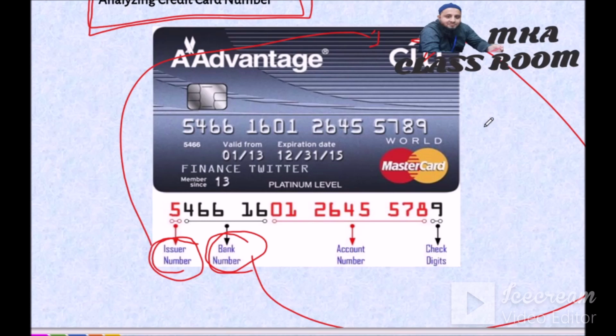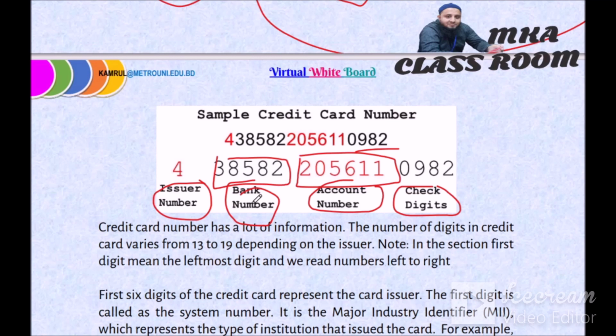In the same way, there are other examples. There is the issuer number and bank number. This is the account number and check digit. This is your account number, bank number. These numbers also show the bank's branch number and account number. Here there is a different message: whether it is a fixed account, a current account or a savings account. Obviously this also has the message, this is the issuer number, and there is a check digit.